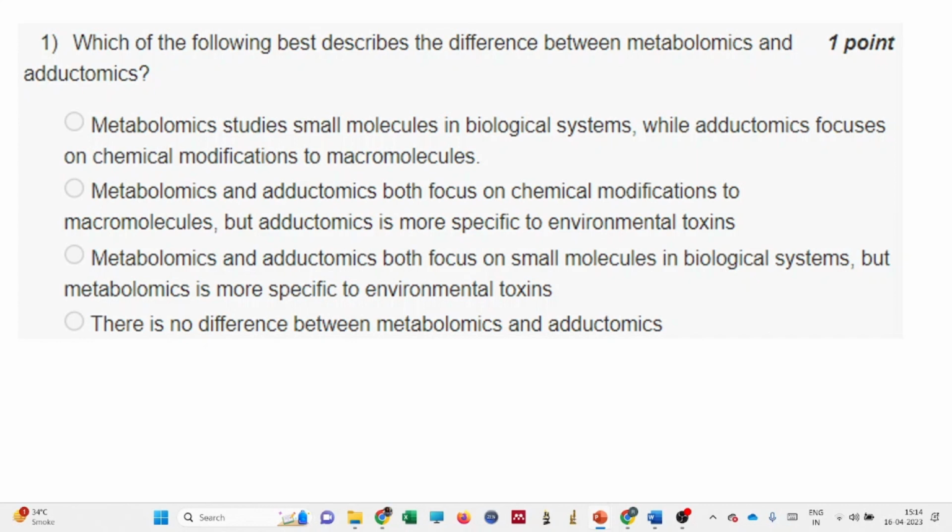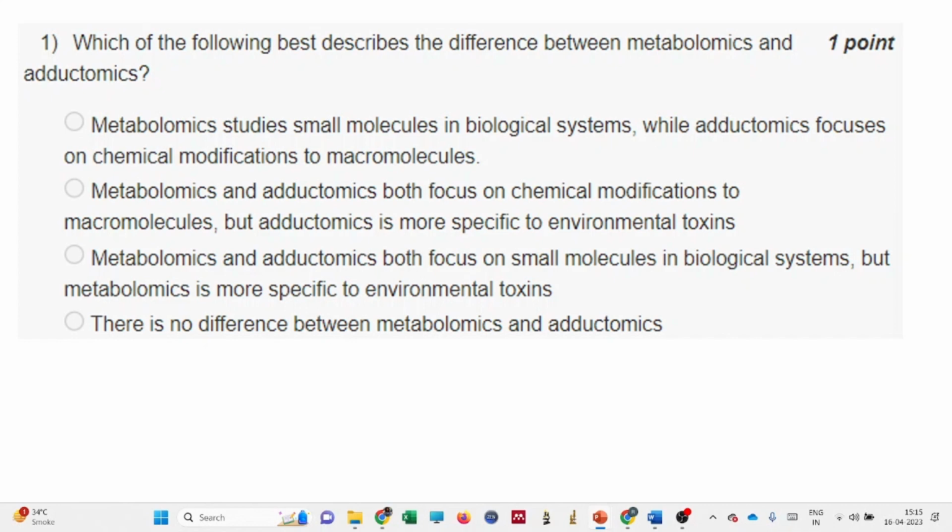The options are: metabolomics studies small molecules in biological systems, while adaptomics focuses on chemical modifications to macromolecules. Option 2 is metabolomics and adaptomics both focus on chemical modifications to macromolecules, but adaptomics is more specific to environmental toxins. Number 3 is metabolomics and adaptomics both focus on small molecules in biological systems, but metabolomics is more specific to environmental toxins. And number 4 is that there is no difference between these two terms. So what do you think is the correct answer?